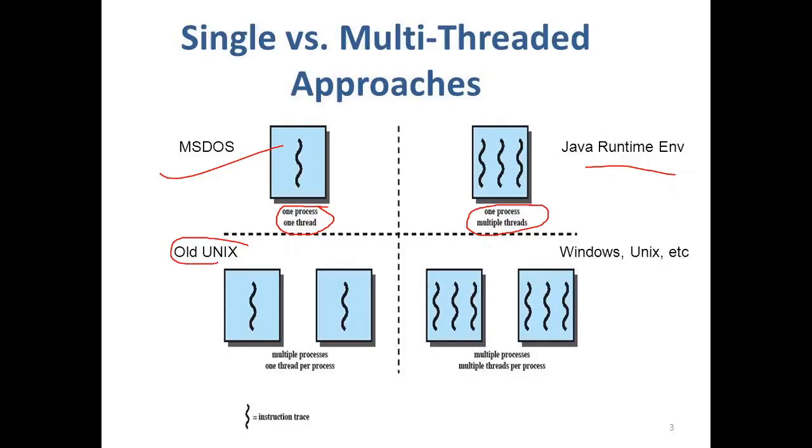Whereas in old Unix, we find multiple processes, one thread per process. There are multiple processes, but in each process, only one thread is generated. And in Windows and today's latest Linux, there are multiple processes and multiple threads inside each.